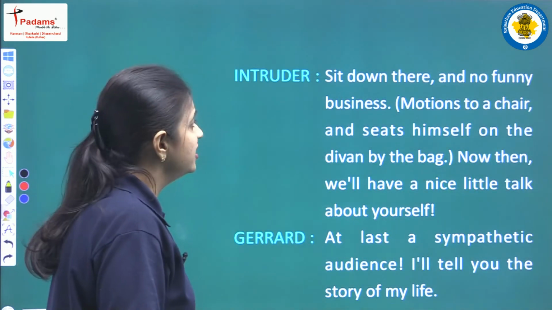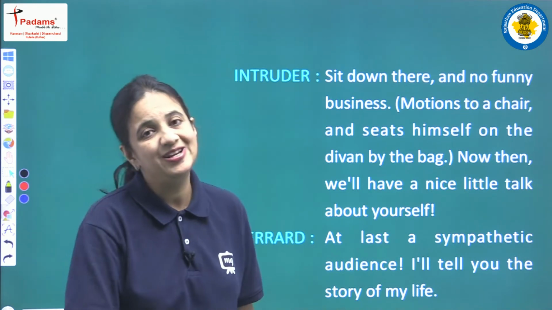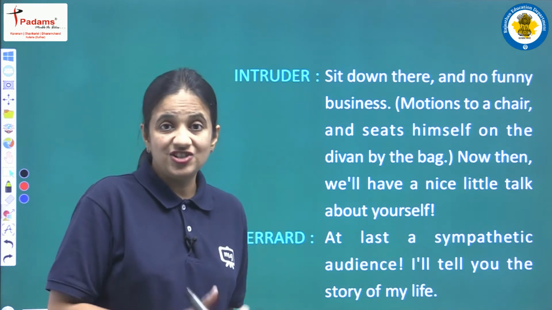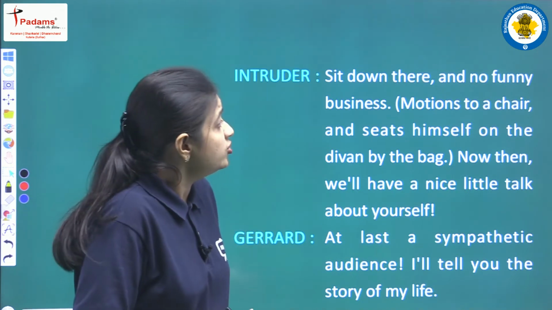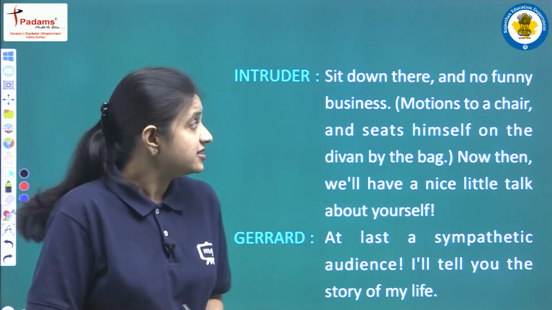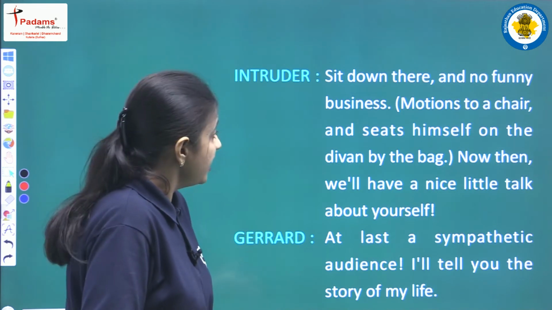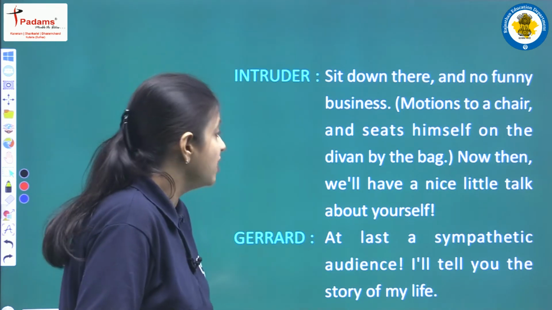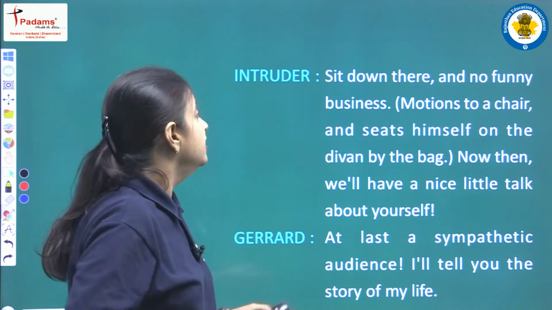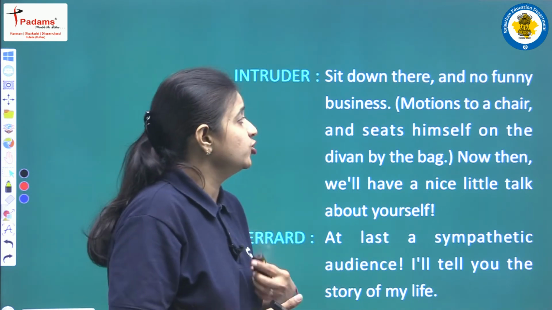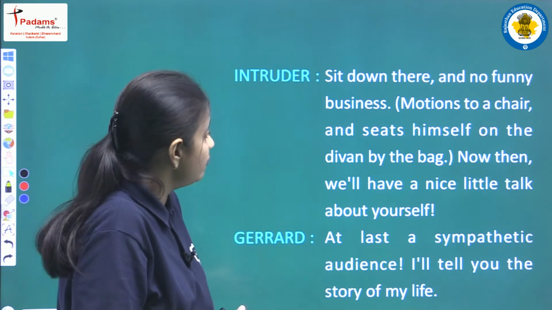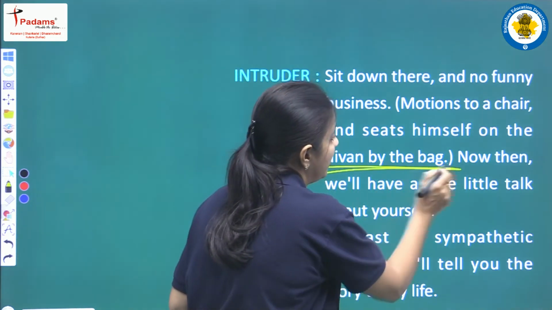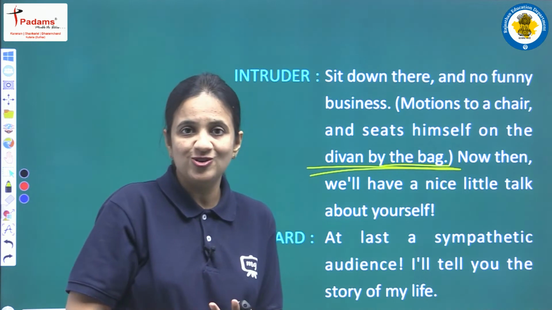Intruder: "Sit down there and no funny business." Then the intruder again gives one instruction, one order, saying sit down there and don't try to do any funny business. He motions to a chair and seats himself on the divan by the bag. So the intruder motions to a chair that was there in the room and then seats himself on the divan by the bag. We have read that one traveling bag was there.